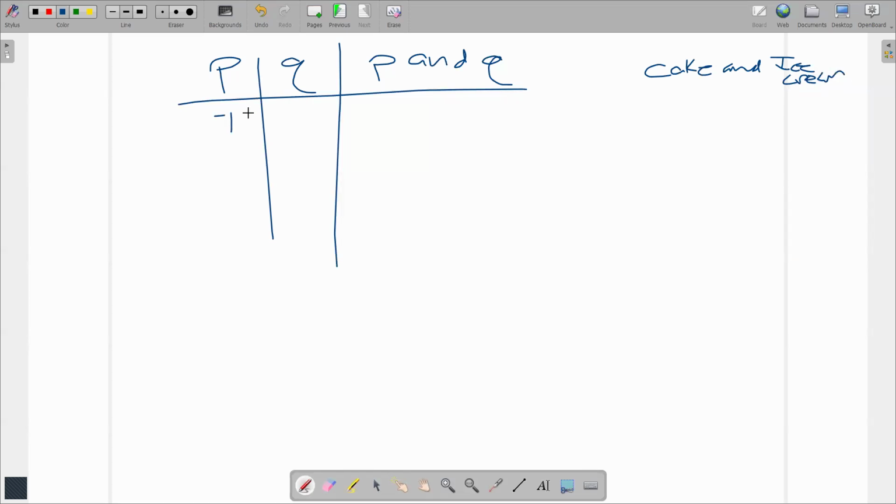So if I had cake, I had ice cream. Did I have cake and ice cream? The answer is, well, yeah, cake and ice cream. Pretty straightforward. If I had cake, but I didn't have ice cream, did I have cake and ice cream? No, that would have to be false. So if I don't have any one of them, the and says it's false. It's only one time where and is true.